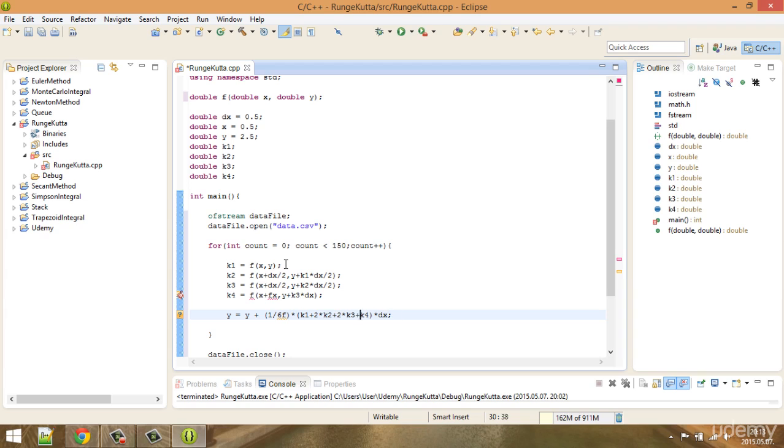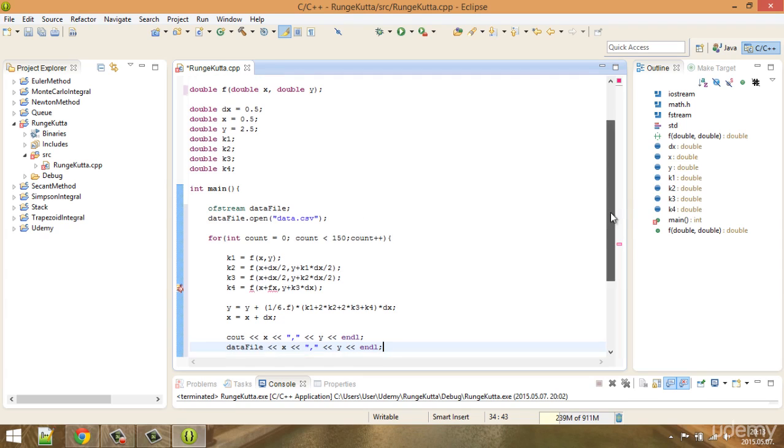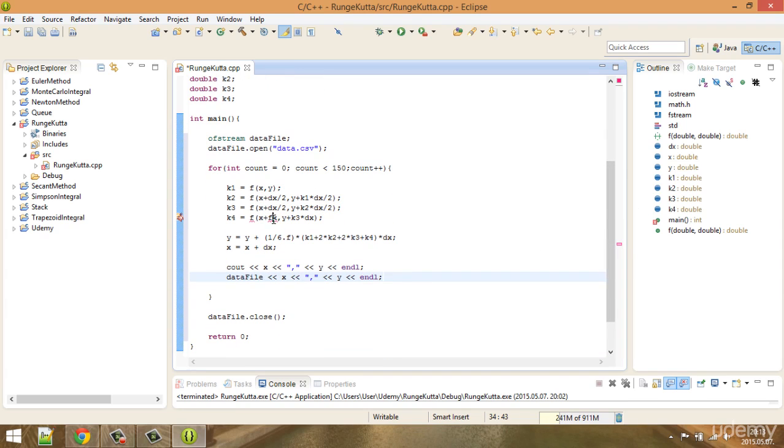Okay, I forgot to put a dot here. So that's all about the x. We have to increment x equal to x plus dx, and of course I have to cout x, y and endl, and of course I have to write it to the data file, x, y with an endl. And what's the problem? It's dx.